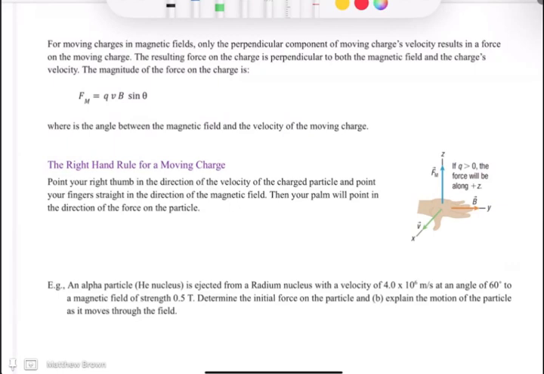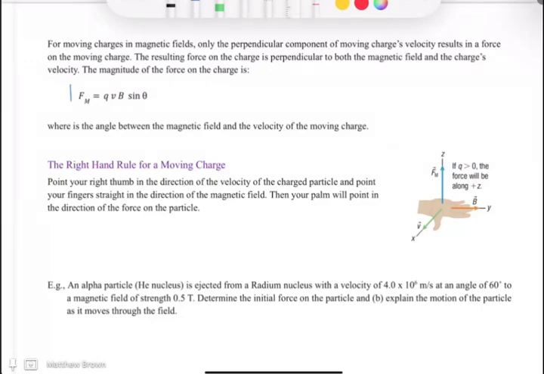Same way, even when we had a solenoid, right? We didn't want to have to break it apart in that way. We just wanted a different right-hand rule. This brings us to our third. This is the last right-hand rule, though, so we should be good. I wrote a little bit here. For moving charges in magnetic fields, only the perpendicular component of the velocity results in a force. The resulting force on the charge is perpendicular to both the magnetic field and the charge's velocity.